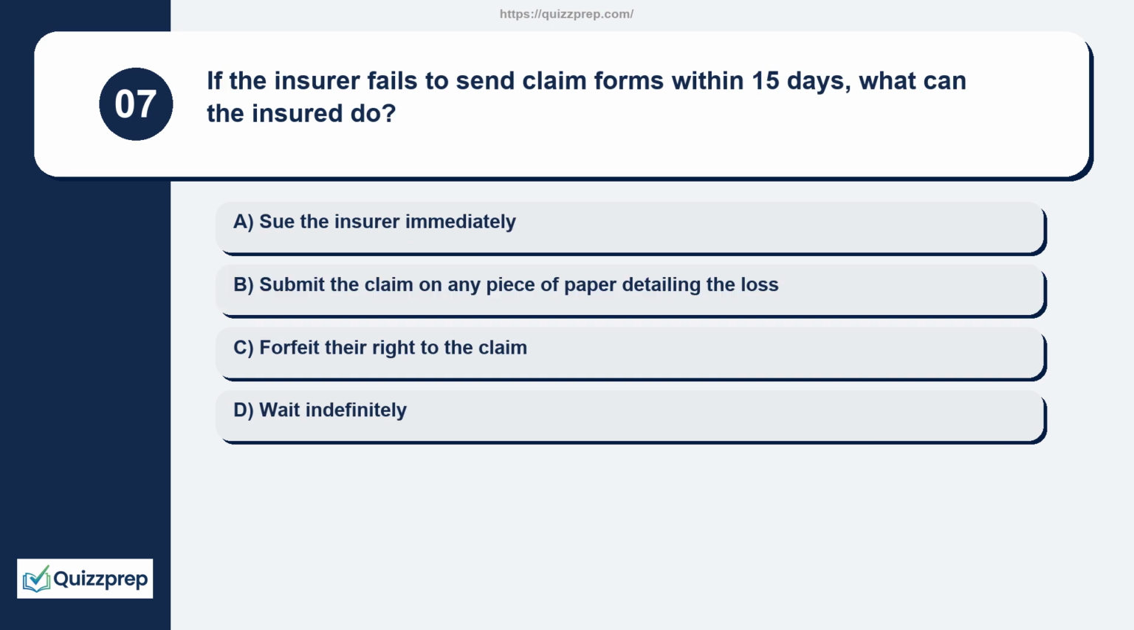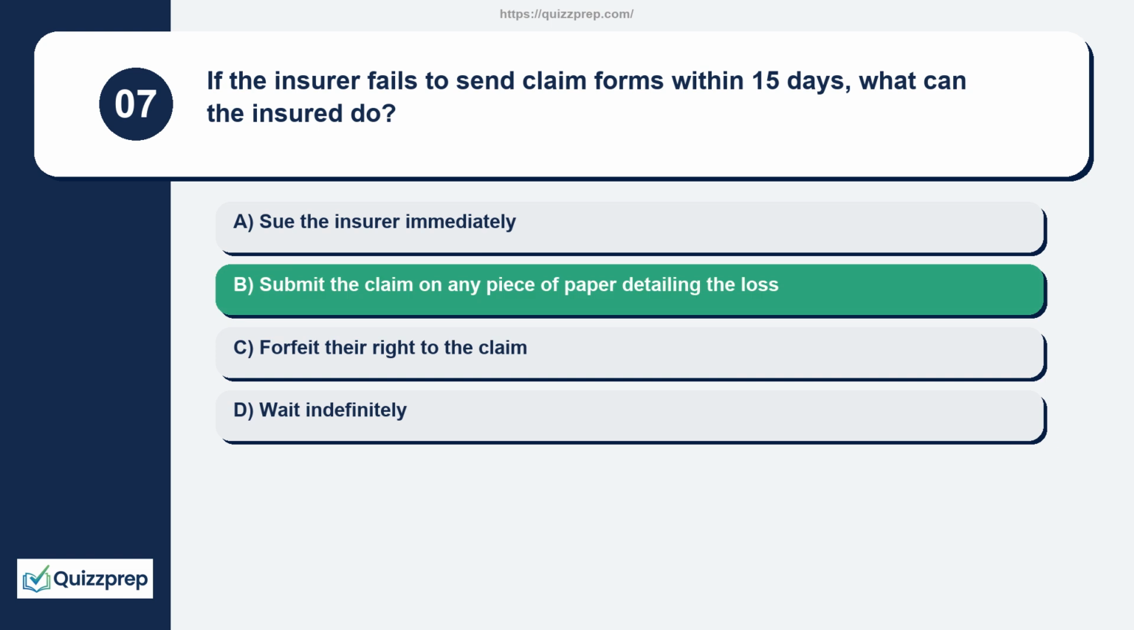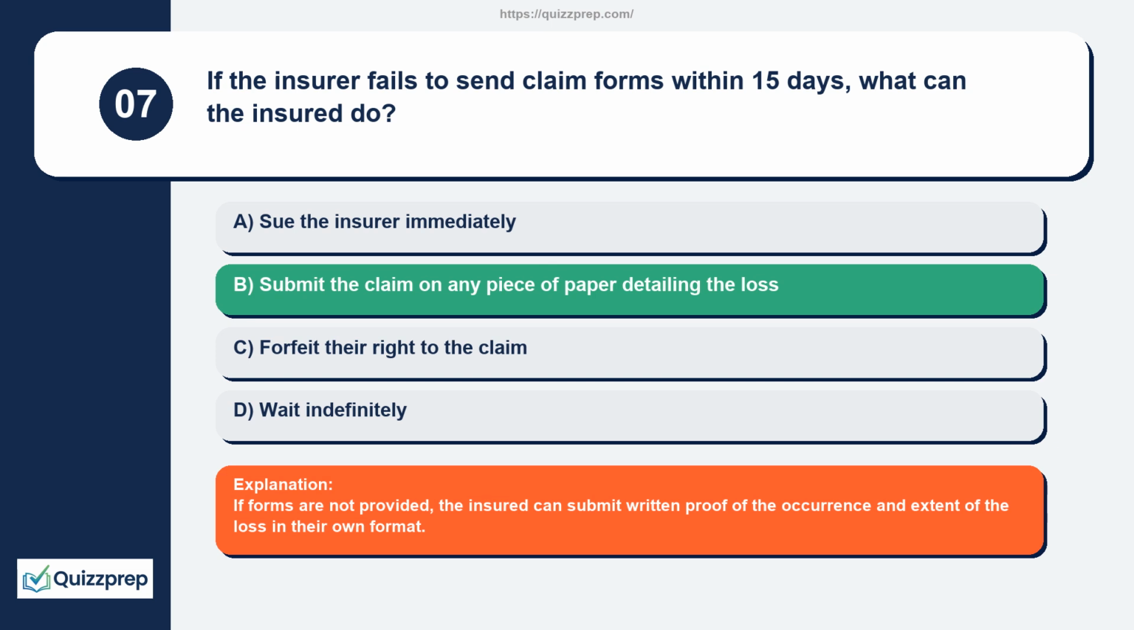Question 7. If the insurer fails to send claim forms within 15 days, what can the insured do? Sue the insurer immediately. Submit the claim on any piece of paper detailing the loss. Forfeit their right to the claim. Wait indefinitely. If forms are not provided, the insured can submit written proof of the occurrence and extent of the loss in their own format.